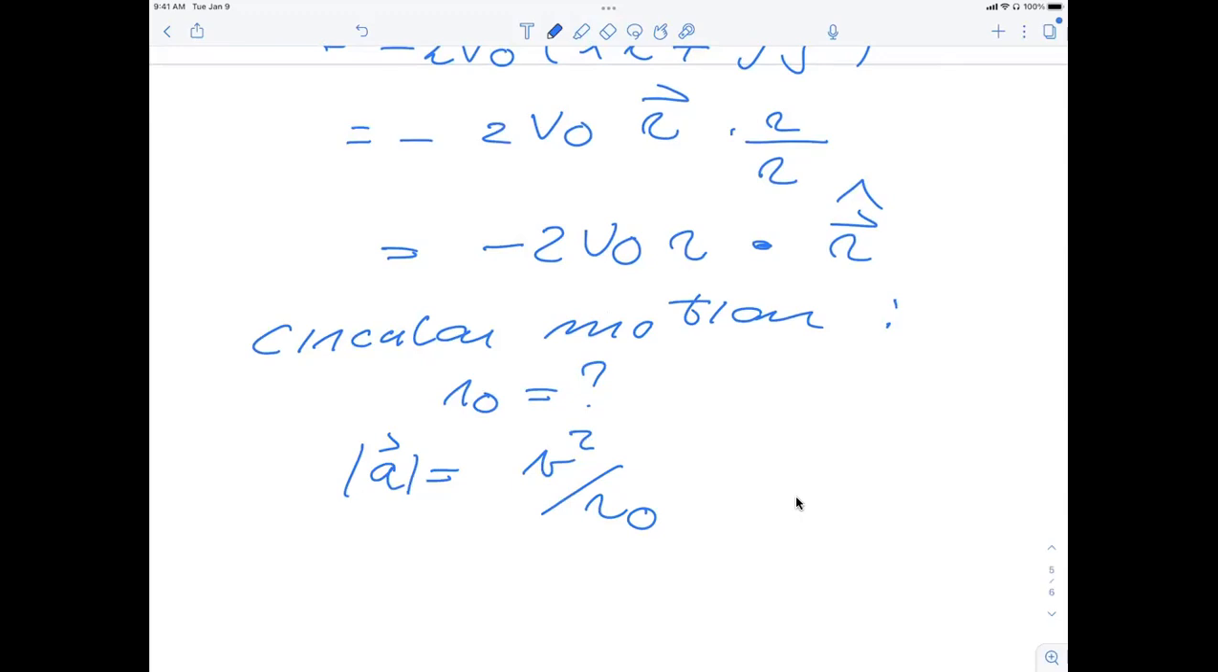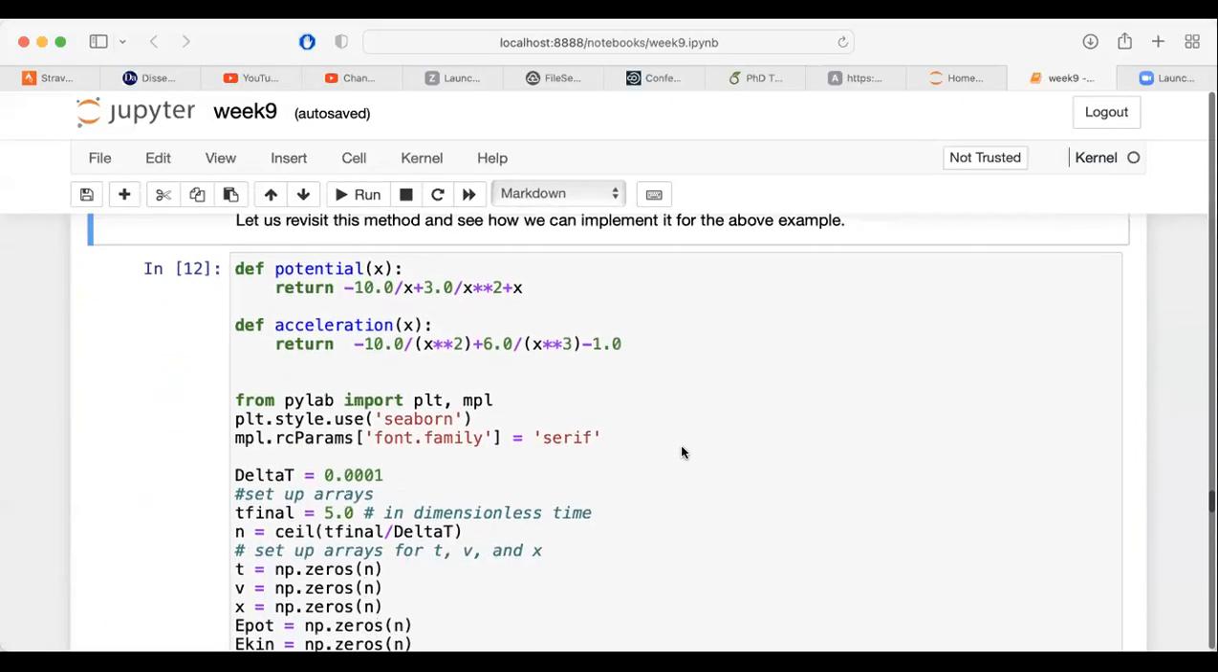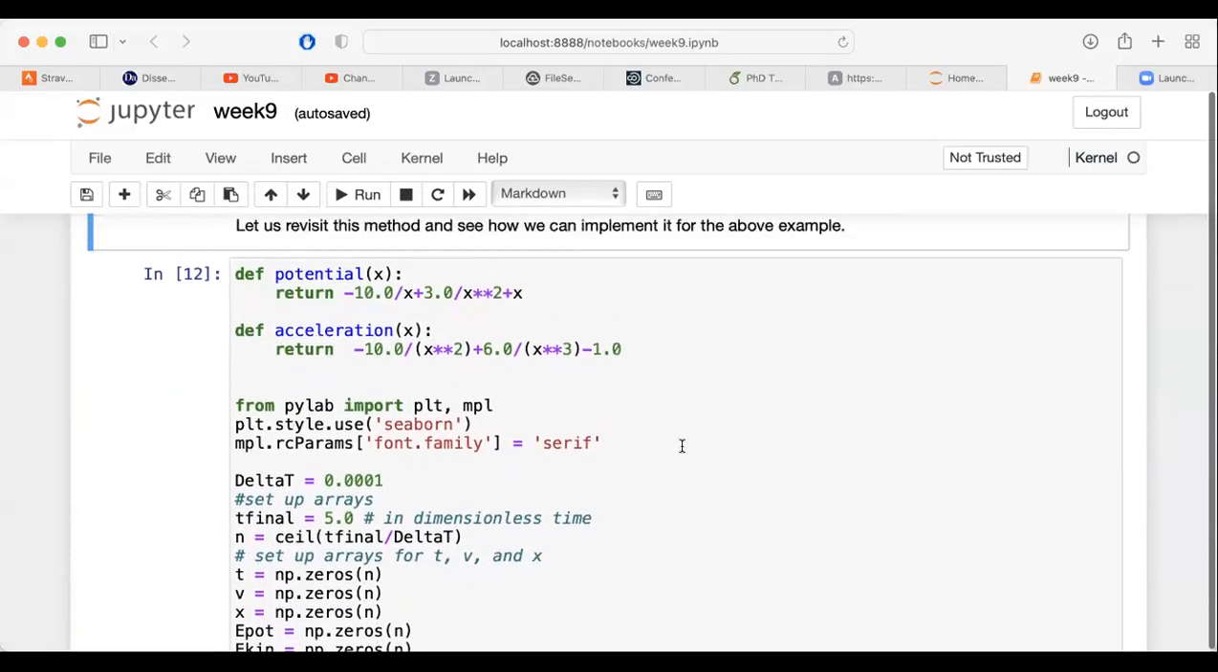So let me just show you how you would do that. Let's go back to the Jupyter notebook. This is a small hint about the last part. In the last part, you have a potential which looks like what you have here, and then you have an acceleration which is given by the force divided by the mass. In this case, we just put the mass equal to 1.